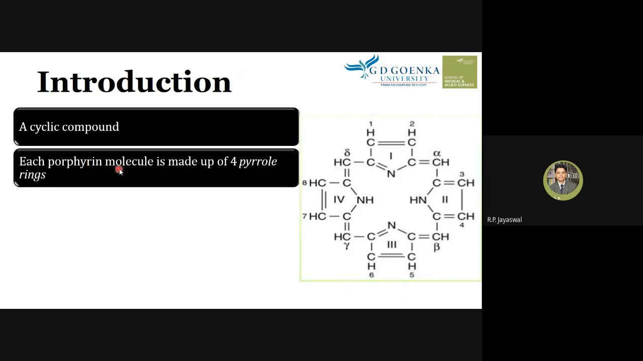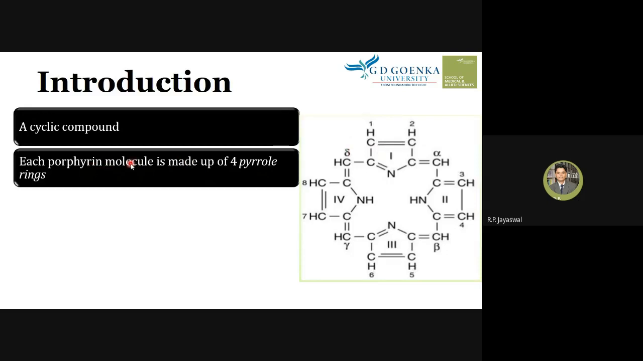If you see the structure of porphyrin, this is a single porphyrin structure. In each porphyrin molecule there are four pyrrole rings: one, two, three, four. Each pyrrole ring has four carbon and one nitrogen. You can see the pyrrole ring second number, here also four carbon atoms and one nitrogen. Four carbon atoms in the third and one nitrogen. So this is the typical characteristic of the pyrrole ring and the porphyrin molecule.